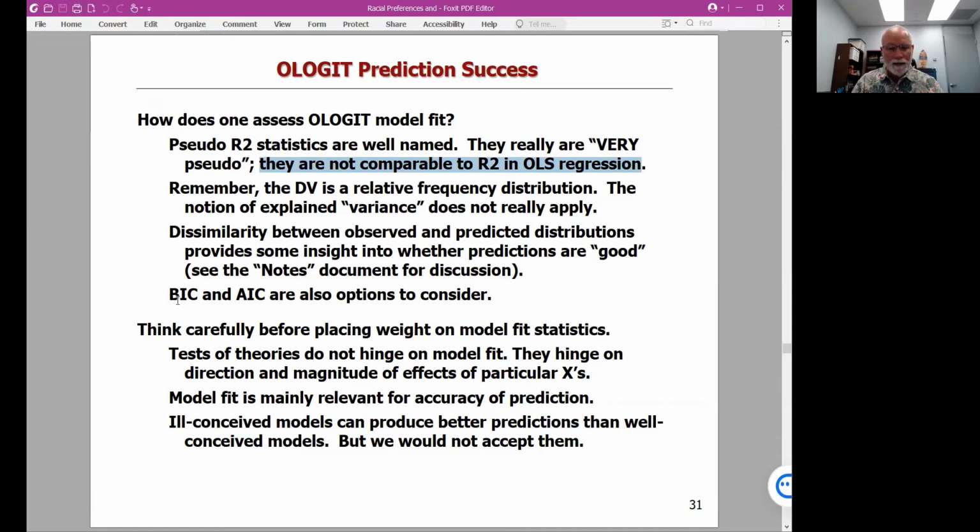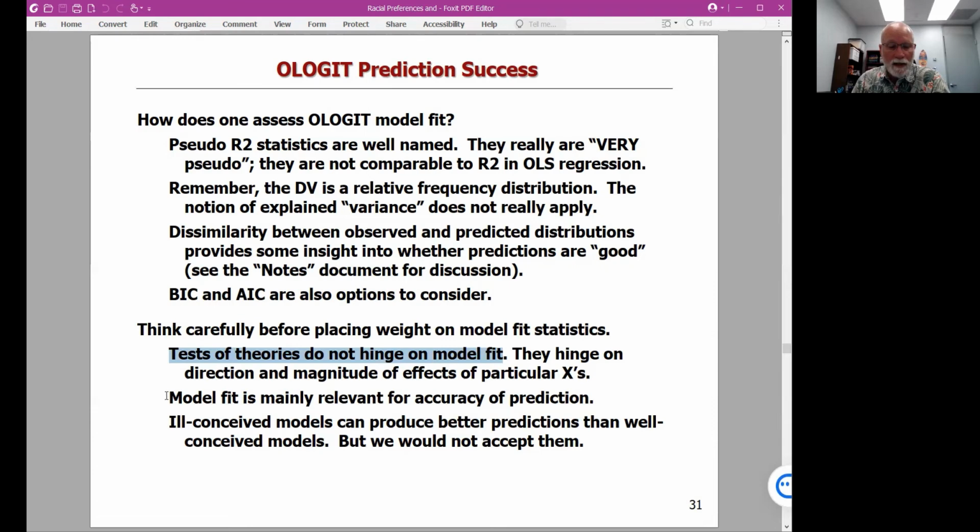Tests of theories almost never are decided by pseudo R-square. If you have a theory that says gender makes people more tolerant and therefore less likely to oppose integration, you will not test that theory by looking at pseudo R-square. You will instead just look at the effect of gender and see if it shifts the distribution right or left. If gender reduces opposition to integration, it's going to shift the distribution left. That means it's going to have a negative effect on the ordered outcome.